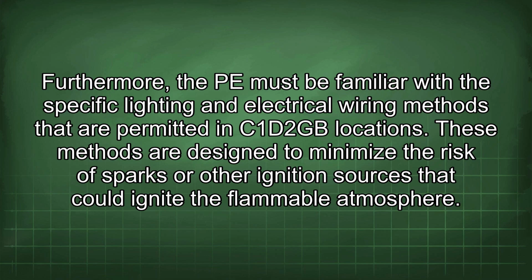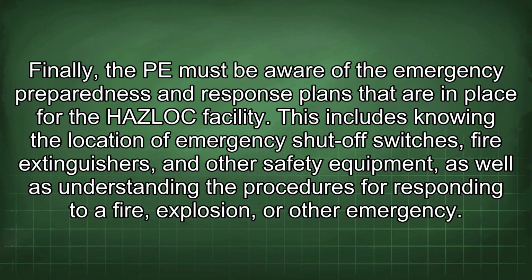Furthermore, the PE must be familiar with the specific lighting and electrical wiring methods that are permitted in Code D2GB locations. These methods are designed to minimize the risk of sparks or other ignition sources that could ignite the flammable atmosphere. Finally, the PE must be aware of the emergency preparedness and response plans that are in place for the HAZLOC facility. This includes knowing the location of emergency shut-off switches, fire extinguishers, and other safety equipment, as well as understanding the procedures for responding to fire, explosion, or other emergency.